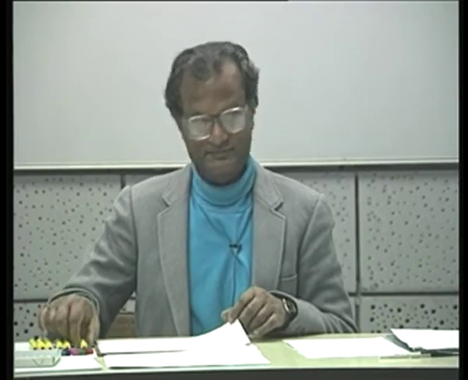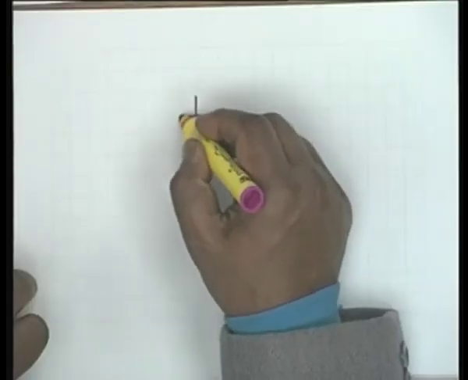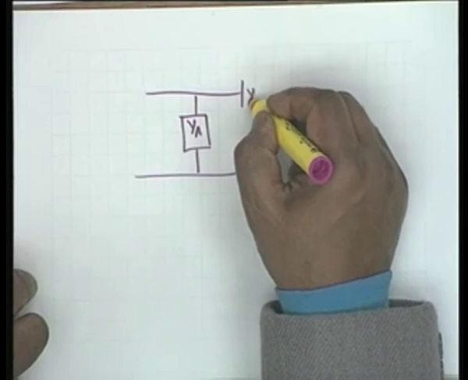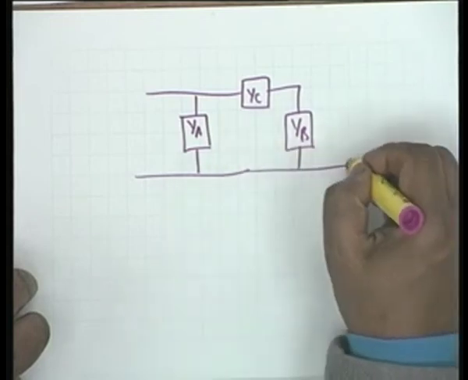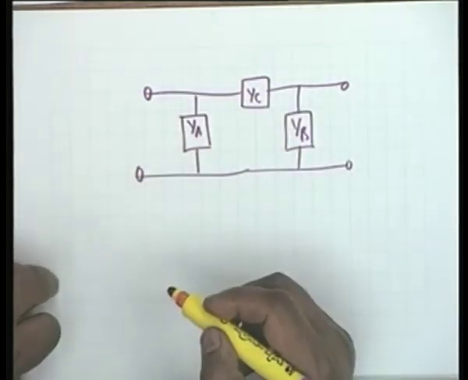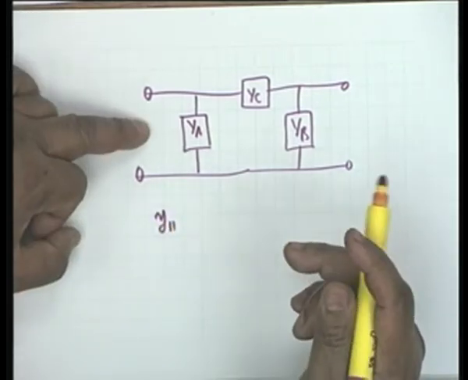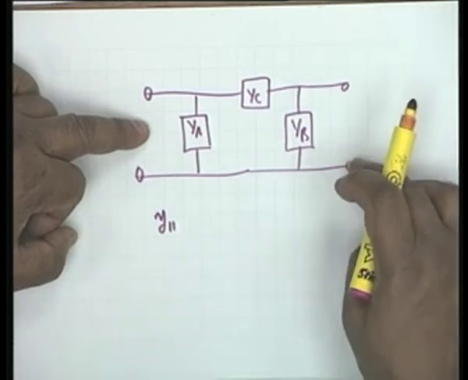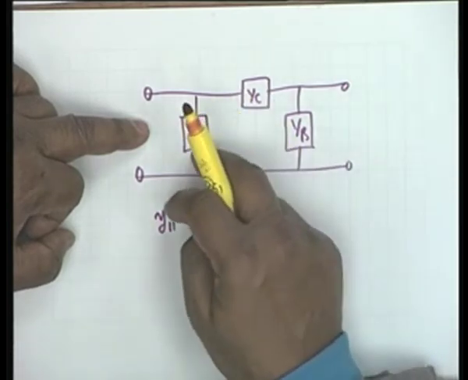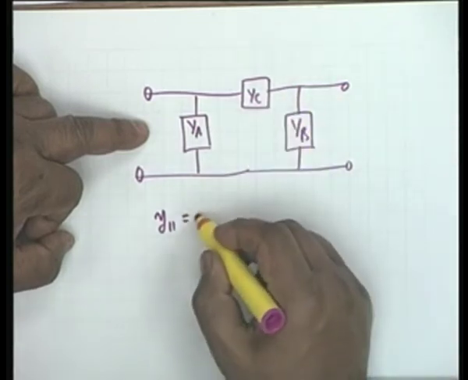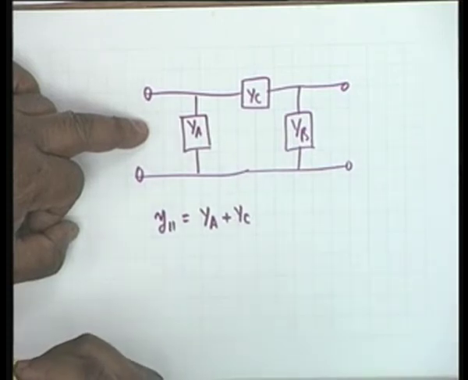Let us take an example. Let us take this pi network. There is an admittance YC and there is an admittance YB here. If I apply the definition of y11, y11 is the driving point admittance with port 2 short circuited. If this is short circuited, then all that you get is YA and YC in parallel, and therefore Y11 is YA plus YC. All right, is it clear?